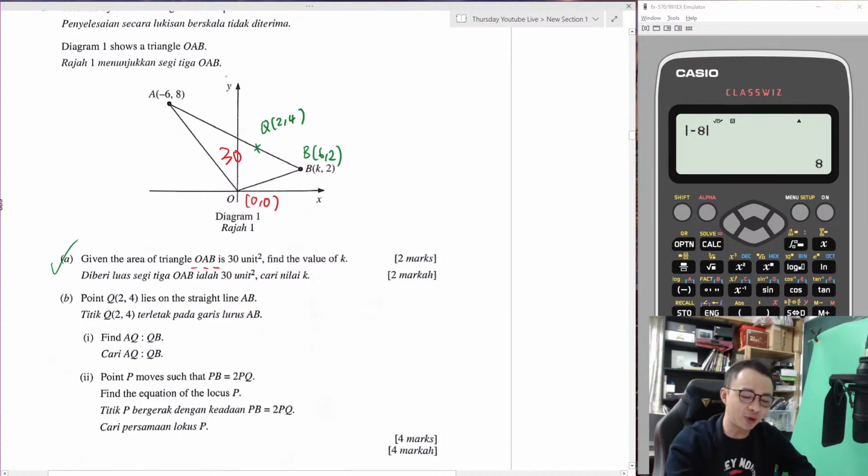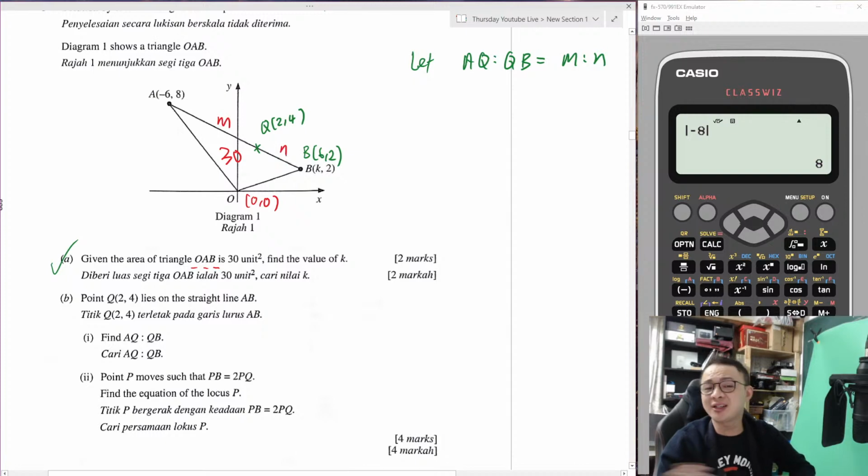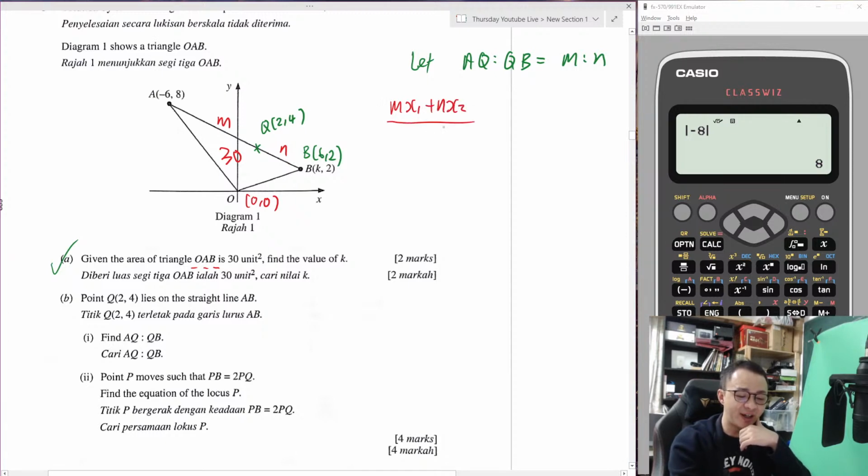Okay, then the next thing I will do is I will let AQ ratio QB equals to M ratio N. So over here, I will just assume this is ratio M and ratio N. Because obviously this is a ratio question, so we need to solve the ratio question by using the ratio formula. Ratio formula tell me that mx1 plus mx2 divided by m plus n, comma, my1 plus my2 divided by m plus n is equals to xy.